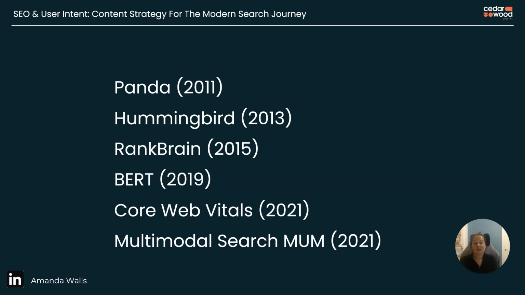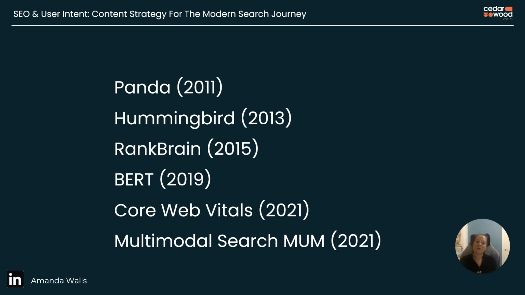We then had BERT in 2019, which was very much about improving natural language understanding. BERT stands for Bidirectional Encoder Representations from Transformers. Yeah, it's quite a mouthful. But essentially it enabled Google to interpret queries more naturally by understanding the relationships between words and their context. Again, it enabled Google to interpret things like conversational search phrases, making it easier to match content that truly addresses their intent. In 2021, we had Core Web Vitals.